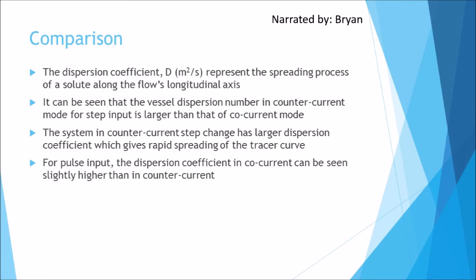Based on the results obtained for the dispersion system in experiment A, the vessel dispersion number D/uL for step change input countercurrent is 0.032, which is more than 0.01. Thus, the system has large dispersion. Whereas for step change input co-current, the vessel dispersion number is about 0.0091, which is less than 0.01, thus giving the system a small dispersion.